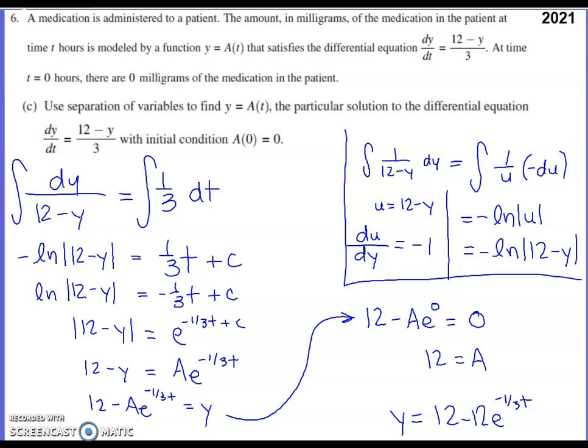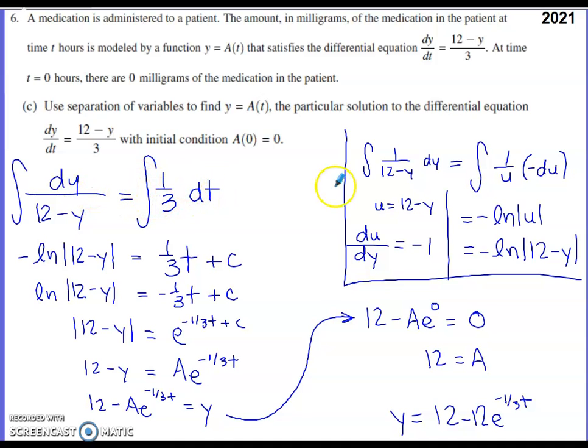Part C is the big part of this one. So you're asked to use separation of variables to find the particular solution to the differential equation. So when you separate your variables, you're going to want to divide the dy by 12 minus y. I left the 1/3 over on the right-hand side and just multiplied across the dt. I needed to do the antiderivative of both sides here.